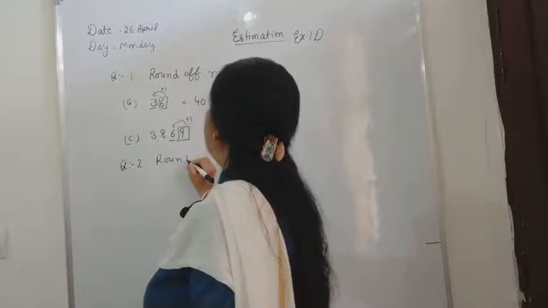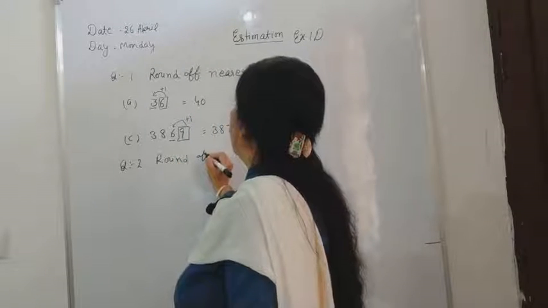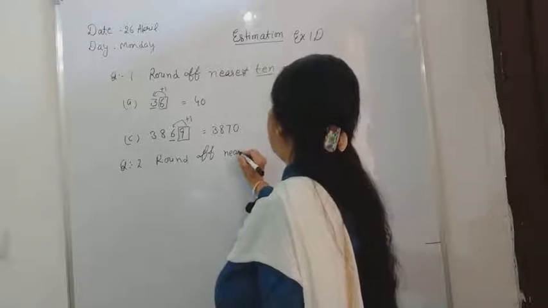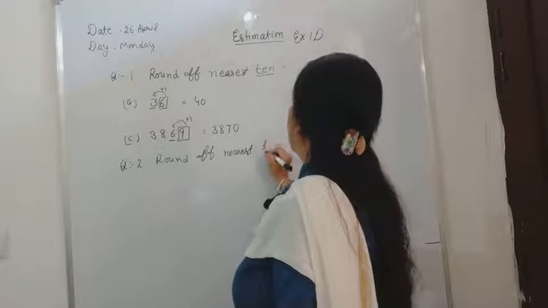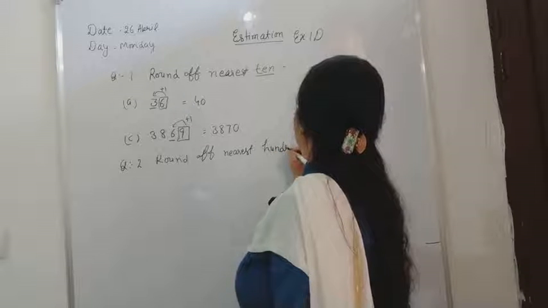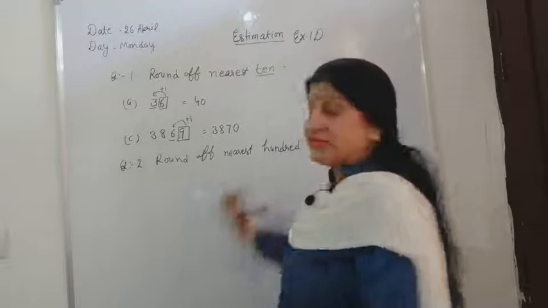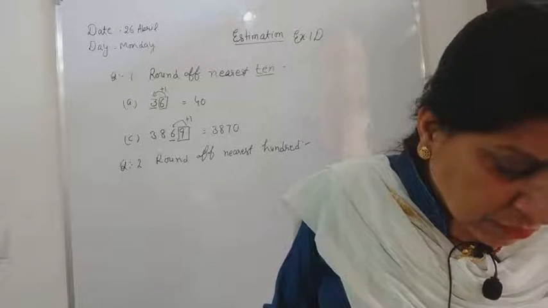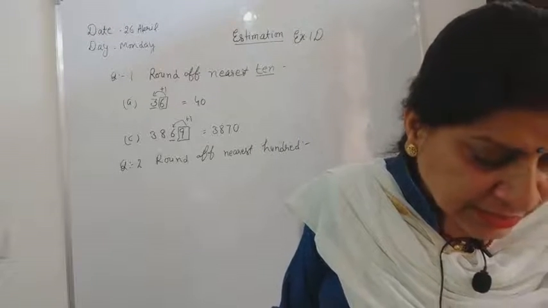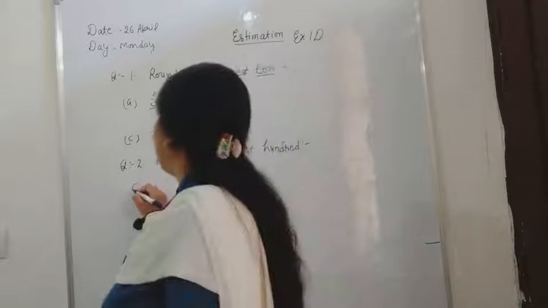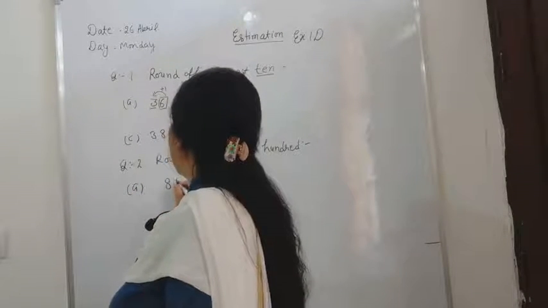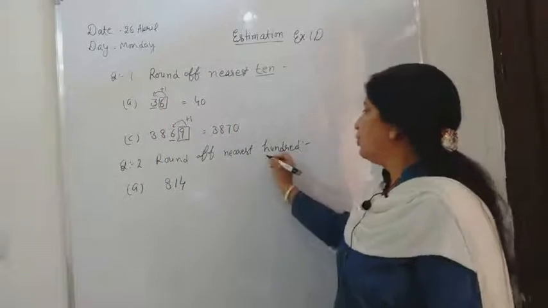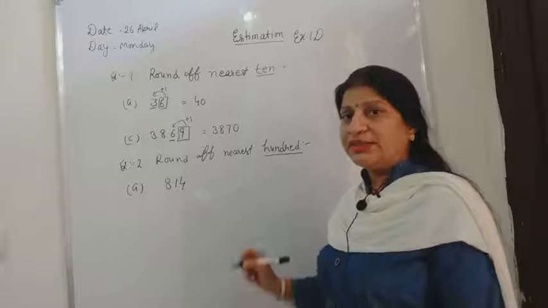Now in question number 2, round off nearest 100. Nearest 100. And in this you have to do the first part, that is equal to 840. Your first part is 840. Now here in this question you have to round off the number nearest 100.